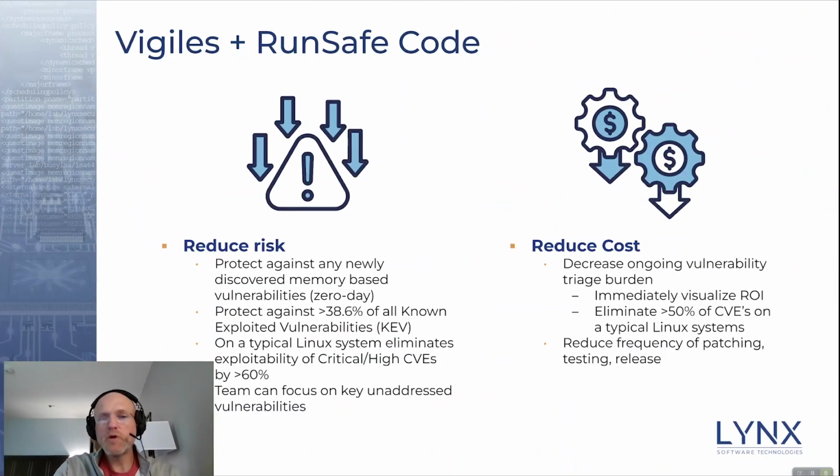So when you put RunSafe and Vigilus together, you're able to reduce risk by protecting against 0 days and known bugs in the memory corruption space. And this typically accounts for 40% of known exploited vulnerabilities in the wild. And as you'll see in just a moment, that's typically also more than 60% of the high and critical CVEs.